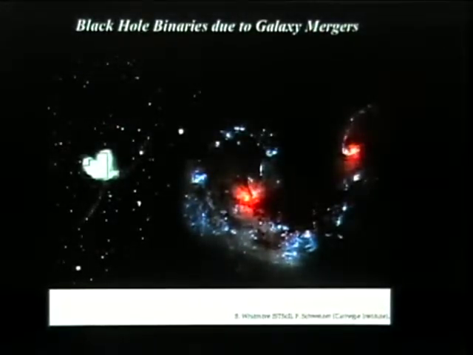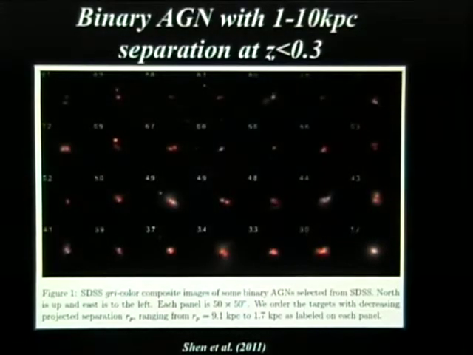And we see evidence, of course, for galaxy mergers. And galaxy mergers would lead to binary black hole systems before the final merger makes a single black hole. And there are many examples of binary active galactic nuclei. By now, for example, this is a collection of images from the Sloan Digital Sky Survey of many binary black hole systems, starting from a separation of 9.1 kiloparsecs and going down to a separation of 1.7 kiloparsecs here. Of course, there must be many more that have even smaller separations, but it's difficult to resolve those.